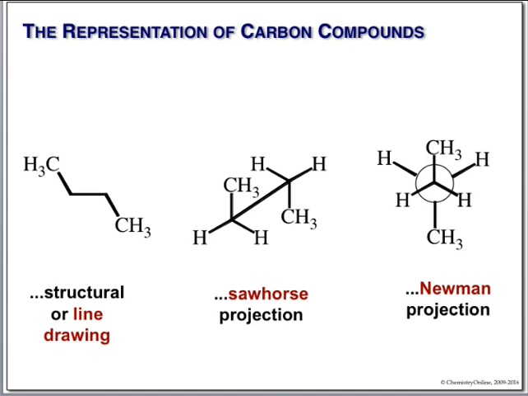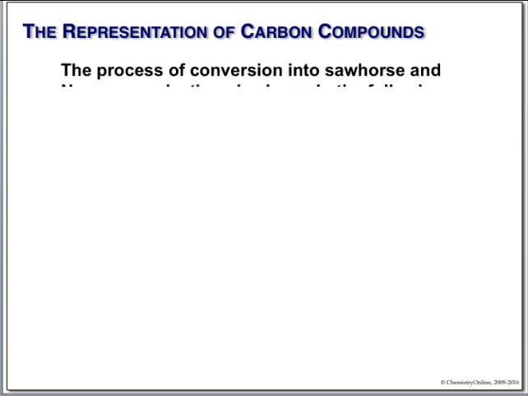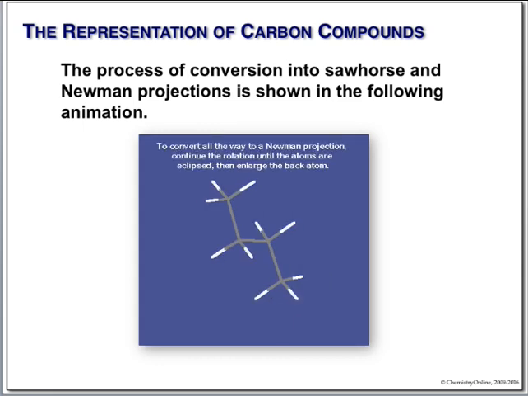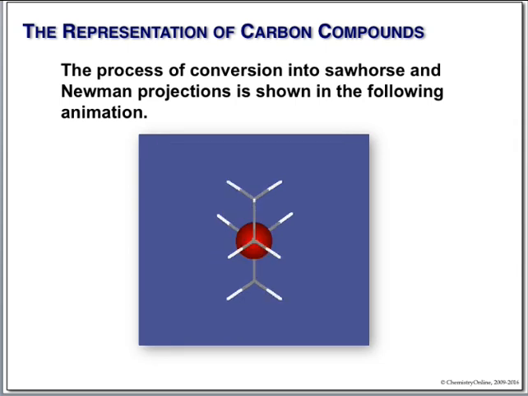Now this next slide is a little movie that simply shows the process of going from this to this to this, just to appreciate it. So let's take a look at it. This is a Dryden model. Here's our front carbon, here's our back. As we begin the rotation, we're going to move this towards us and that away. Continuing all the way, this will be front, and this guy is the back.